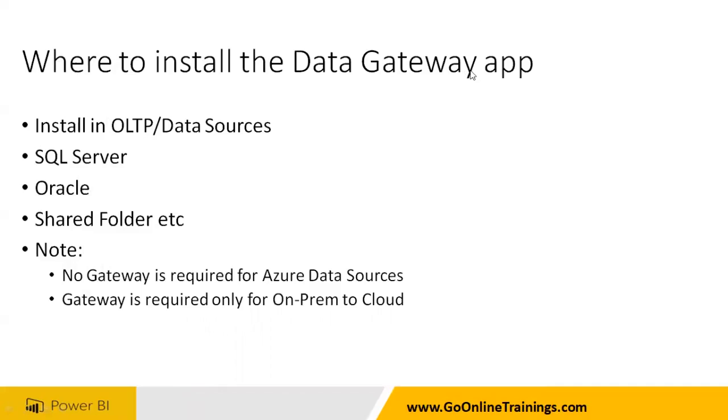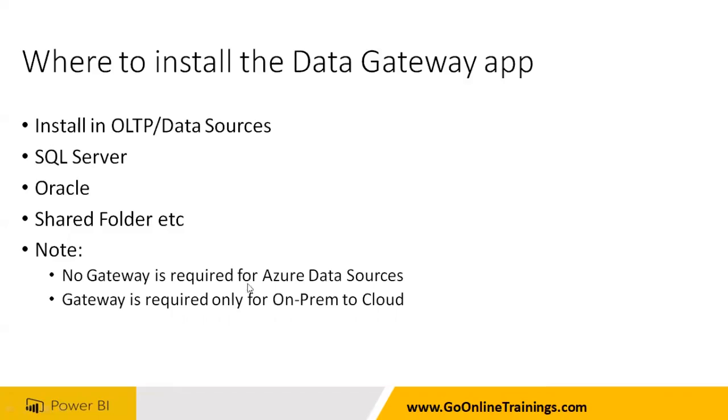Where to install the data gateway? Install it in the OLTP or data source, wherever you have the data. You may have data coming from SQL Server, Oracle, a shared folder, wherever the data is coming from, in that machine you have to install the data gateway. So the data gateway should not be installed at the server level. Remember, the data gateway has to be installed at the source level, wherever the data is available, right?